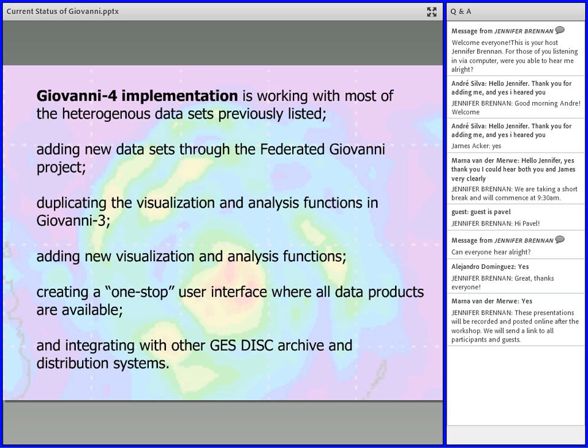As I said, it's a one-stop user interface. It's one page where you select your data products, your time periods, your region of interest, and you do it all in one place. You don't have to go to 5 separate portals to get all the data that you're looking for. And in addition, they're integrating with a lot of the other systems that we have at the GES DISC, such as Mirador and the Simple Subset Wizard. And so it's a great undertaking. It's moving along quite well, and you'll see some of that in a few minutes.